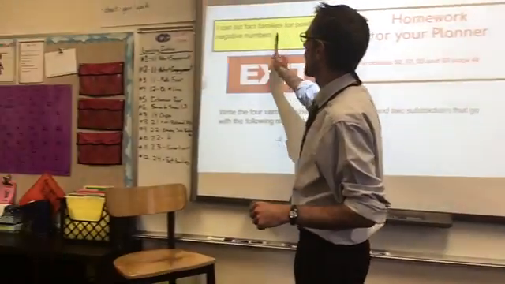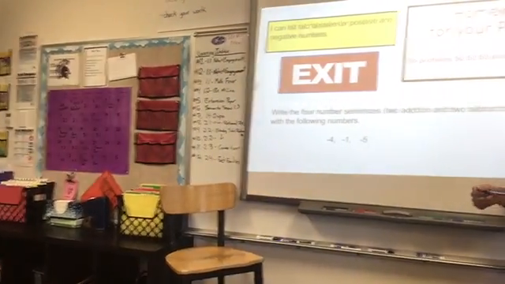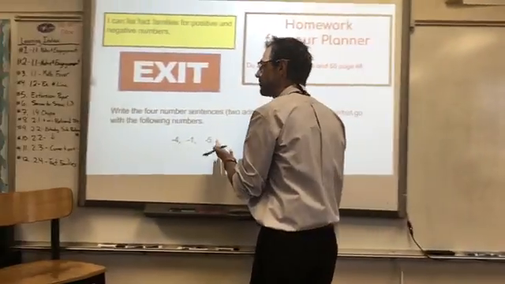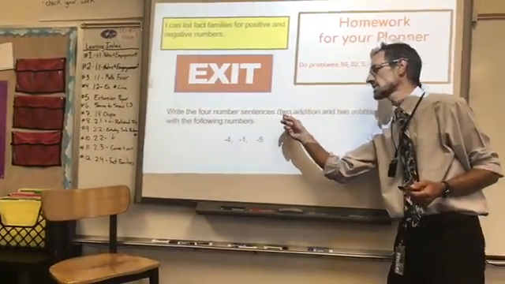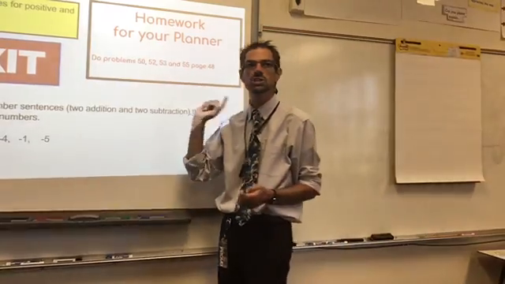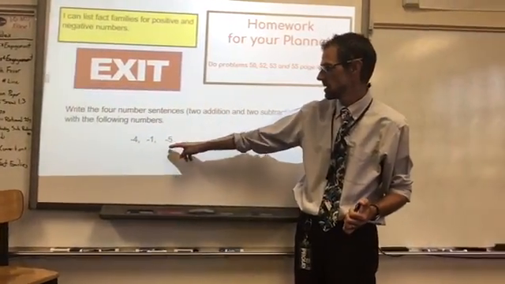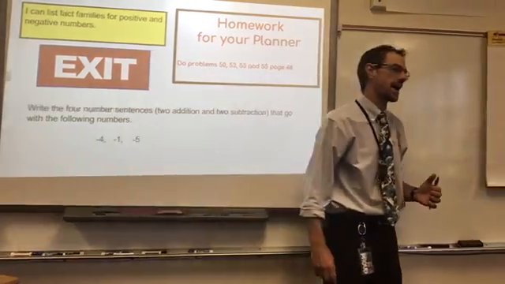Going back to I can list fact families for positive and negative numbers. Because that was our I can statement, your ticket out: write 4 number sentences, 2 addition, 2 subtraction, that go with the following numbers: -4, -1, -5.